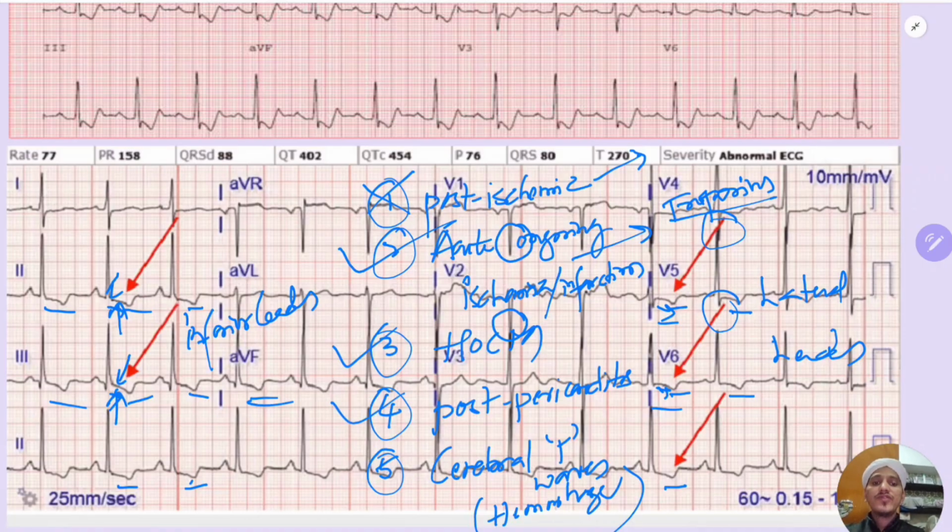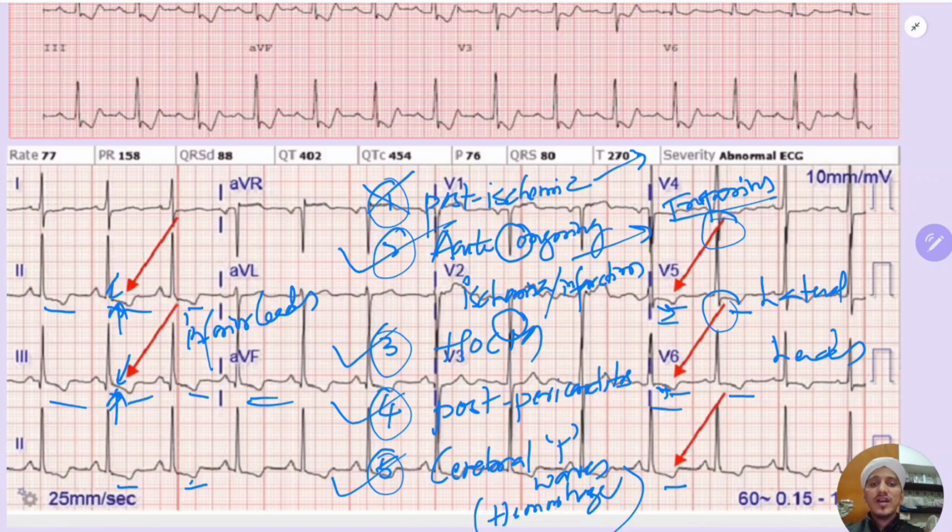Post pericarditis, diffuse inverted T waves you will see after an episode of acute pericarditis, and the patient will have a history of URTI, upper respiratory tract infection, or lower respiratory tract infection. Coxsackie virus is very well known to cause acute pericarditis. Cerebral T waves, the patient will be having stroke. So that's how you differentiate.